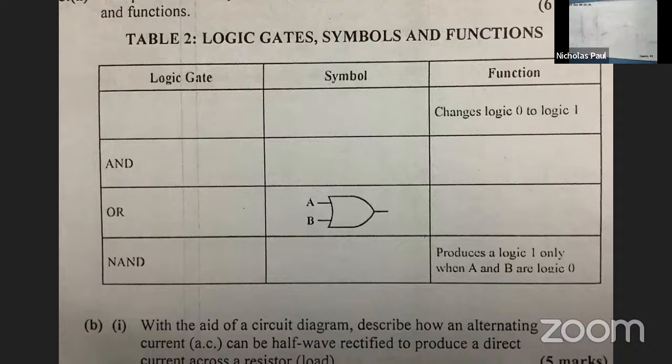All right, what's the first one? Right? First one is NOT. A NOT gate. It converts a 0 to a 1. Right, AND gate. How does it look? 2 lines straight back, no bubble.